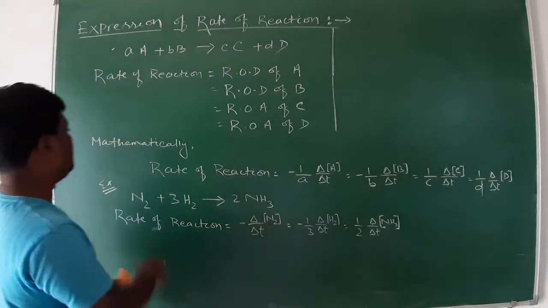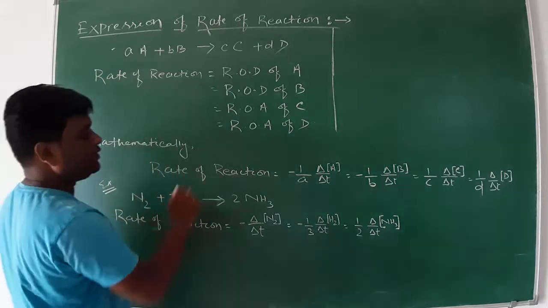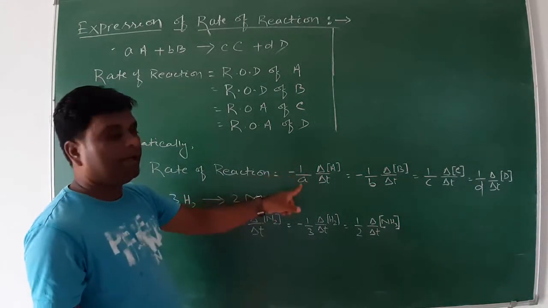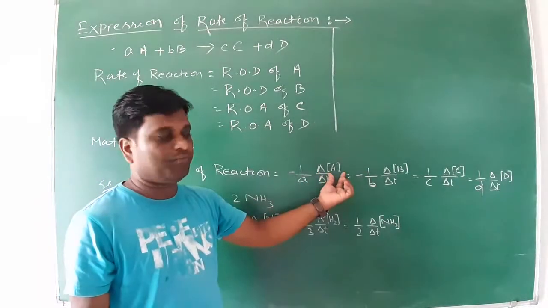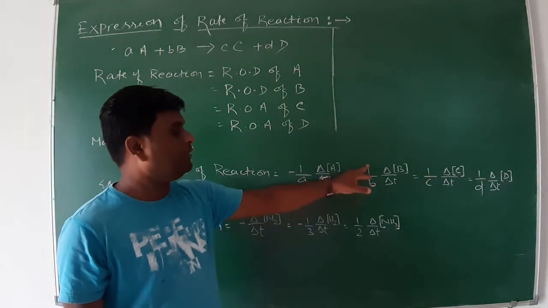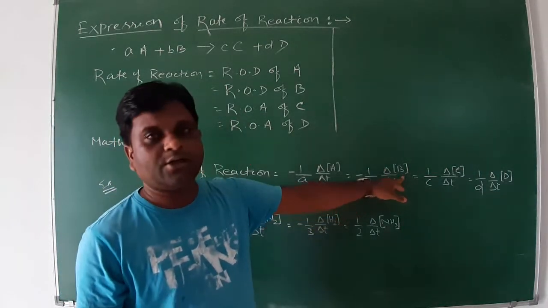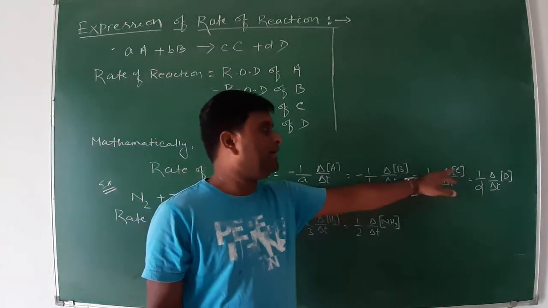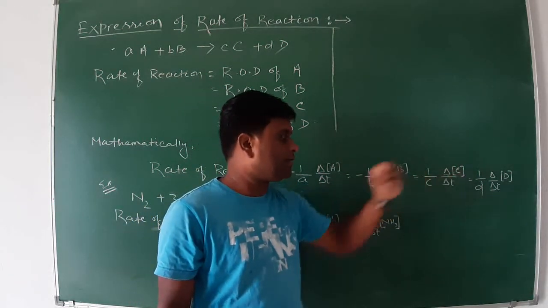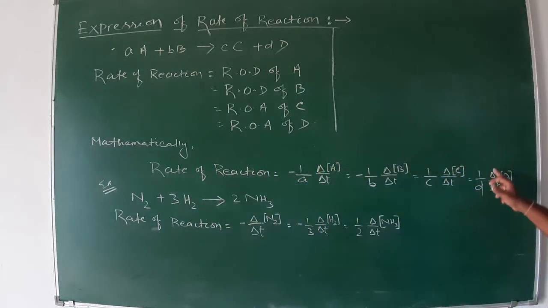So now mathematically we can write the expression as rate of reaction equal minus 1 by a, del by del t of concentration of A, or that is equal to minus 1 by b, del by del t of concentration of B, or we can write 1 by c, del by del t of concentration of C, or we can write 1 by d, del by del t of concentration of D.